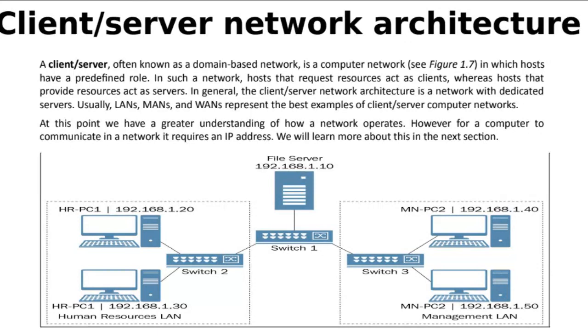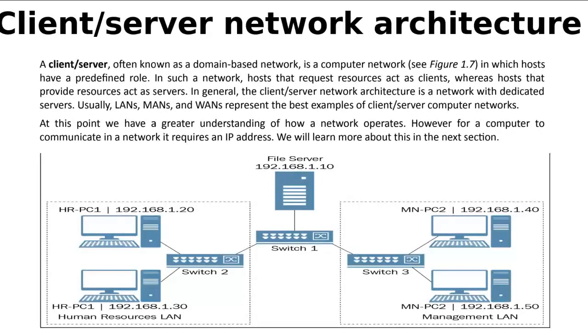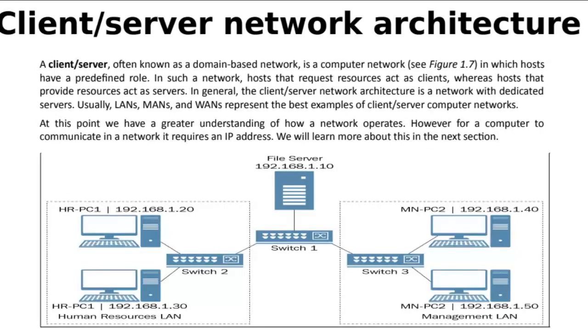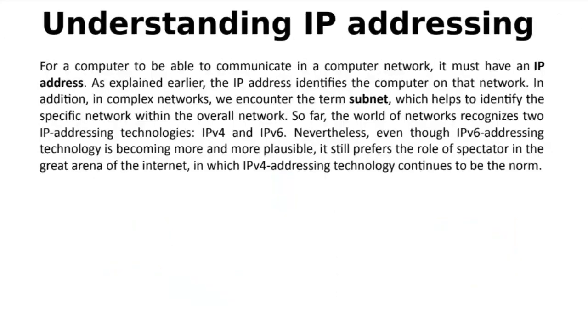Also, for a computer to access the network properly, to access the internet, it will need an IP address. You can see here some examples of IP addresses: 192.168.1.20. This is an example. This is an IP version 4 address, by the way. We already mentioned this. Now the computer will have an IP address.